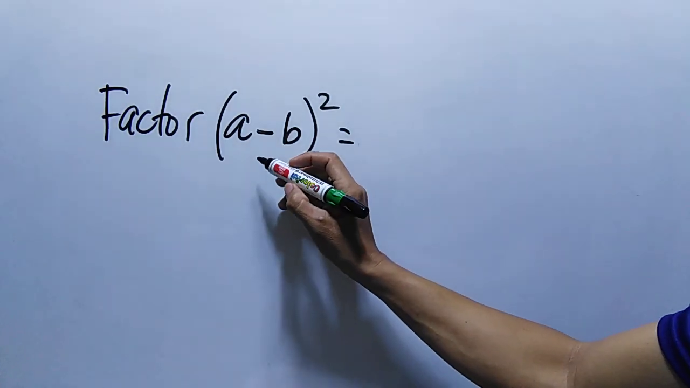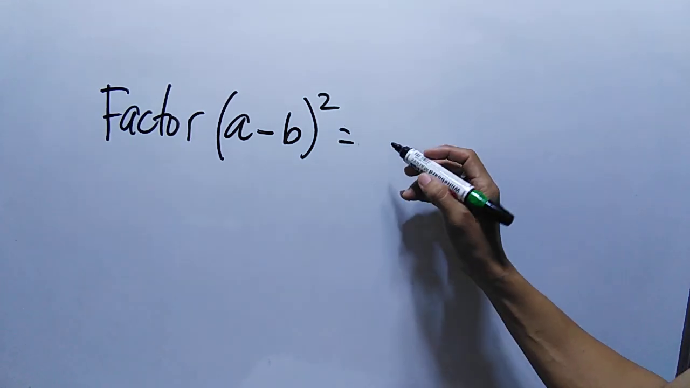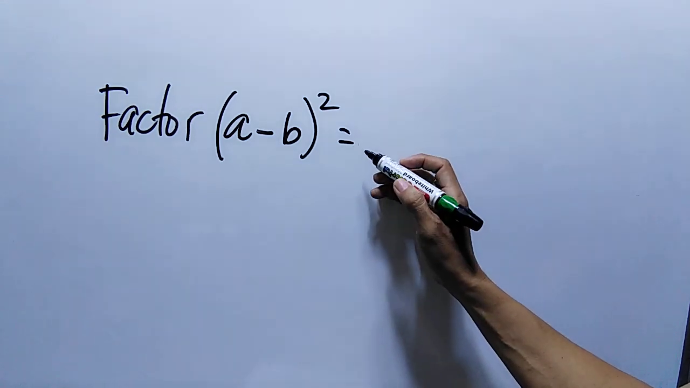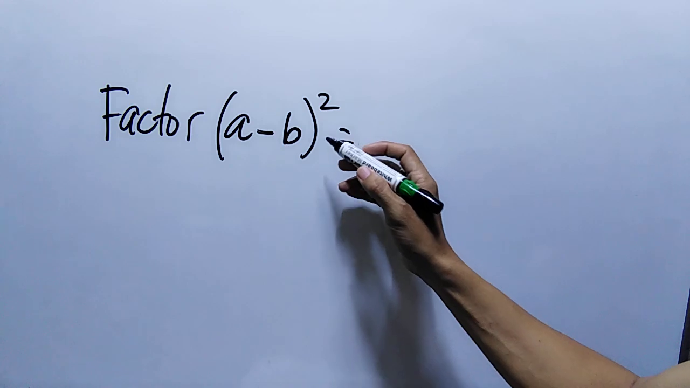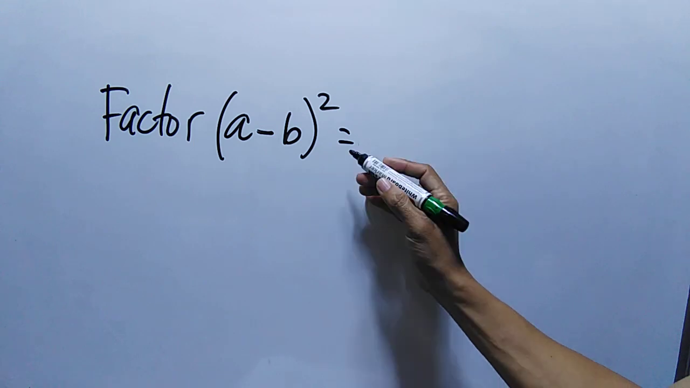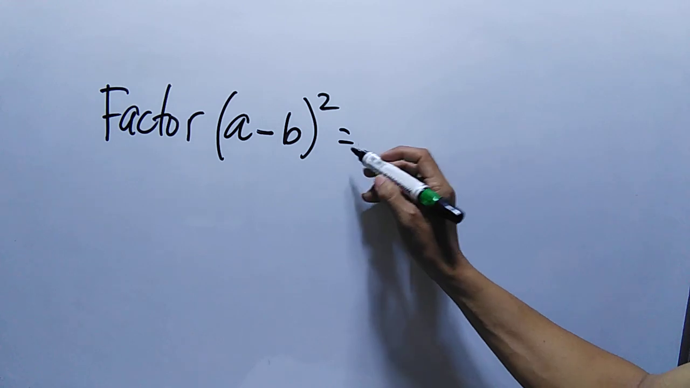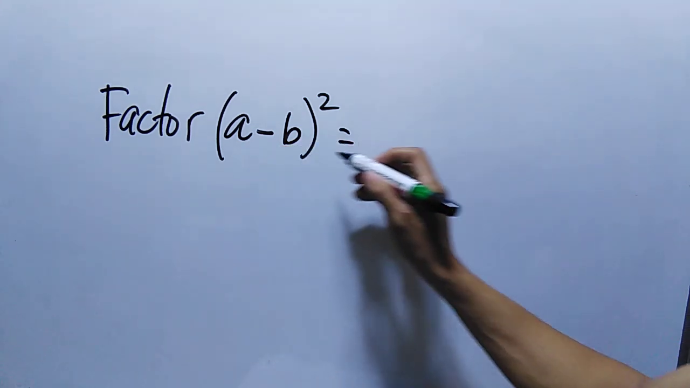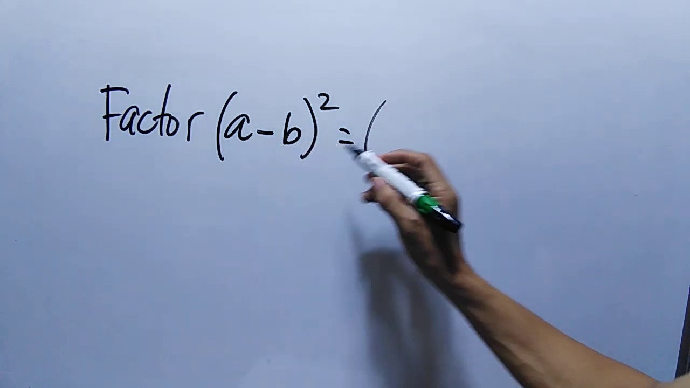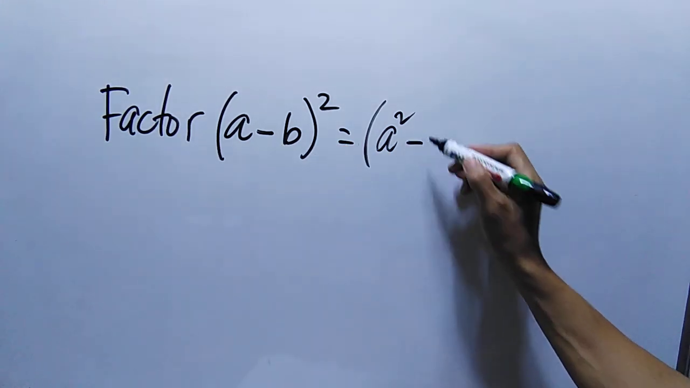So we will factor the quantity of A minus B, the quantity raised to the power of 2, or squared. Again, this is factoring by perfect square trinomial. Squaring a binomial generates a perfect square trinomial, or a perfect square trinomial is a result of squaring a binomial. So, una, we have to square the first term of a binomial, which is A. So square natin si A, yan. And then since negative ito, sulat natin dito negative.